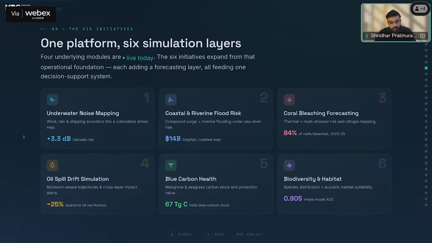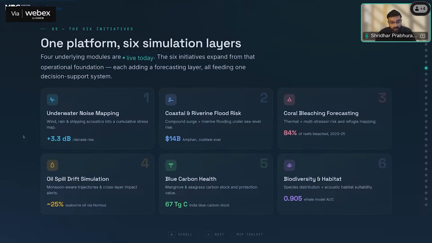as we'll see when we go to the coral bleaching layer. Next is oil spill and drift accumulation. Now, 25% of seaborne oil essentially transits through Hormuz. We have the Strait of Hormuz, we have the Strait of Malacca. Based upon the monsoon and the direction of the wind, the drifting of the oil spill itself changes. So we want to be able to identify whether it is going to hit the coastline, how it is going to spread, and so on and so forth.